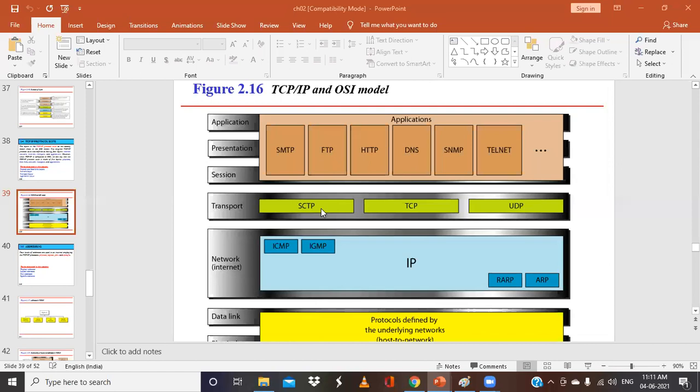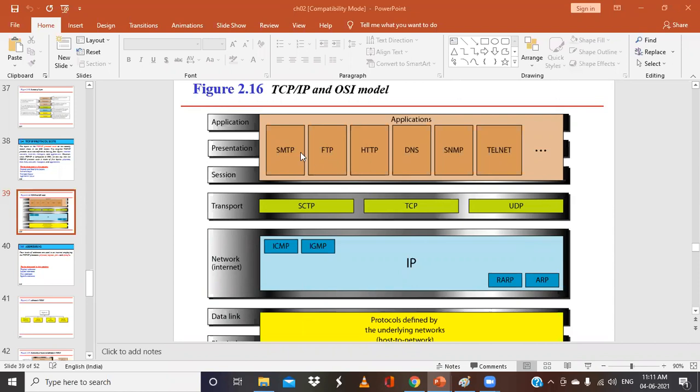So in the earlier days, we used only UDP and TCP, but later on, in today's world, we'll be using all three protocols. Again, it depends on which type of application you are running. According to that, these protocols will be used.